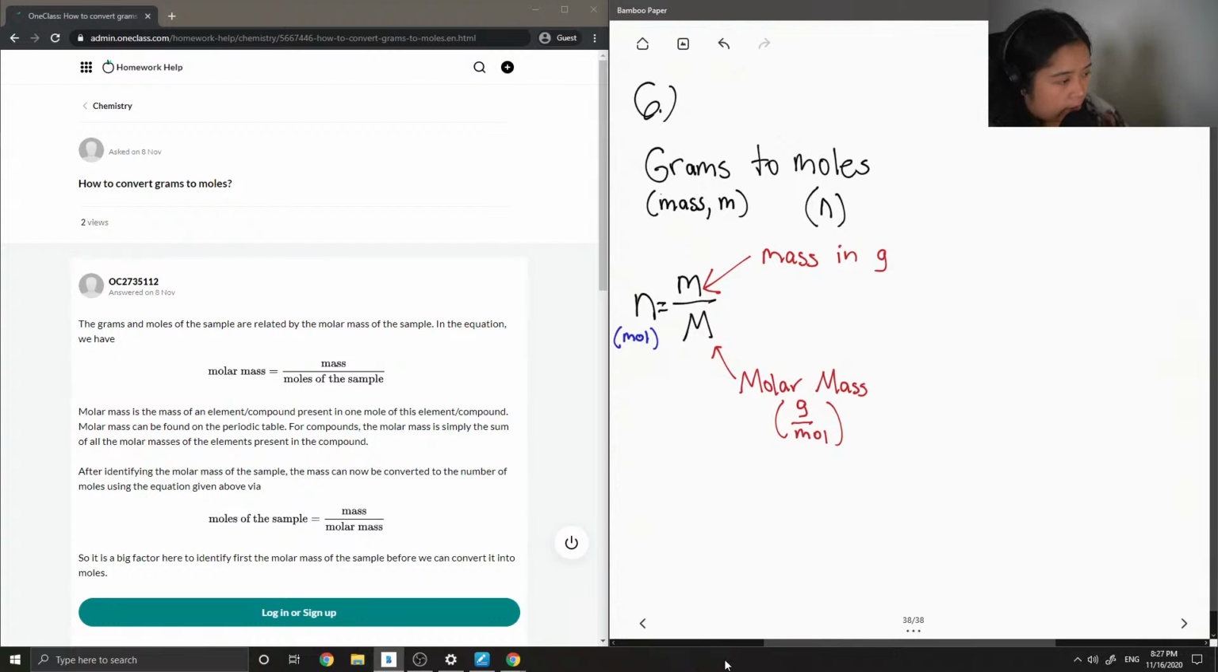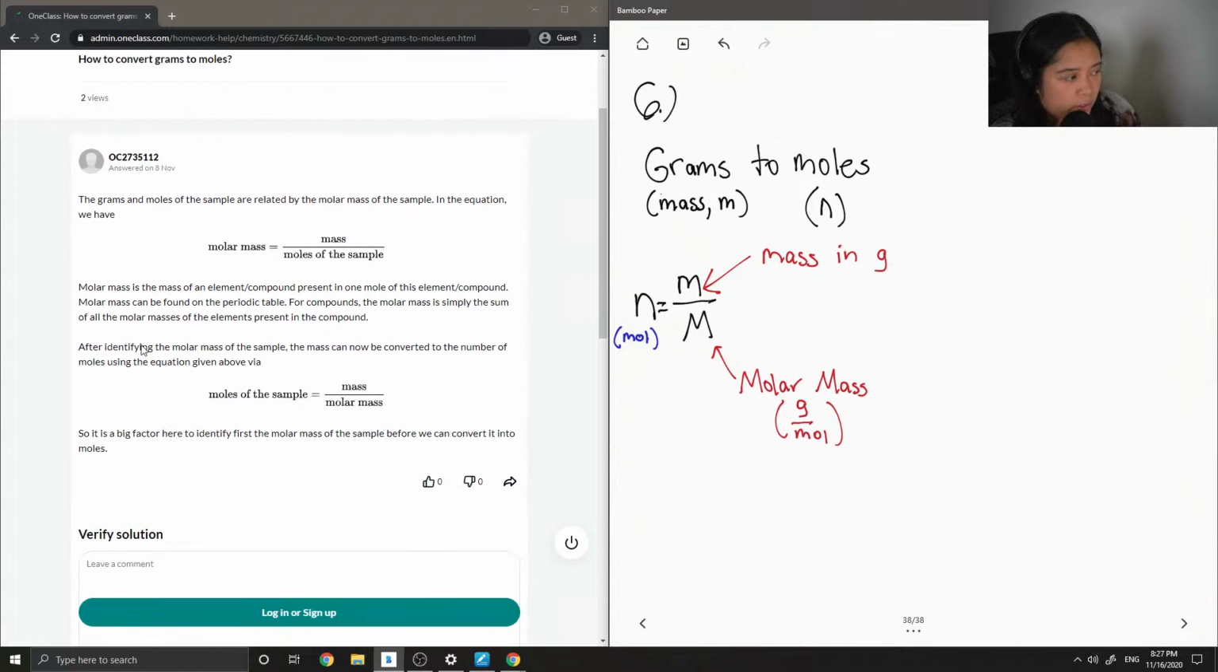Okay, so let's see what the junior tutor said. The grams and moles of the sample are related by the molar mass of the sample. In the equation, we have molar mass is equal to mass over moles of sample. Molar mass is the mass of an element / compound present in 1 mole of this element / compound. Molar mass can be found on the periodic table.